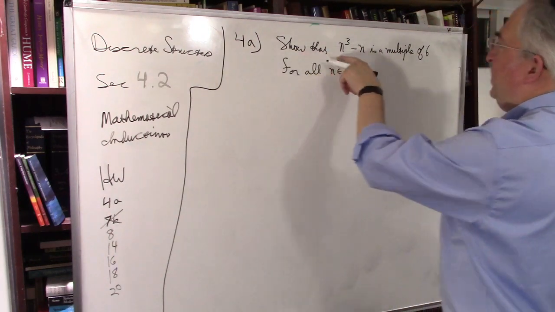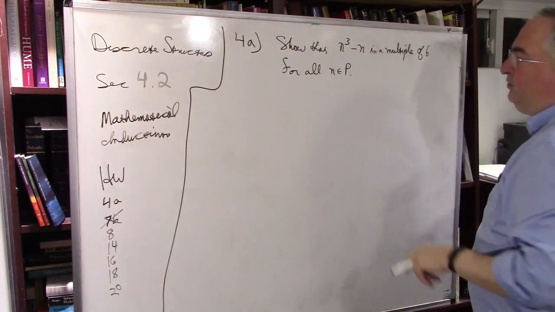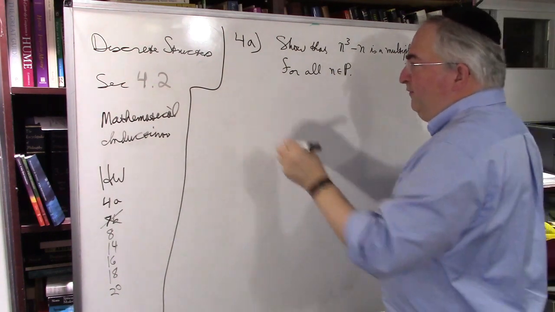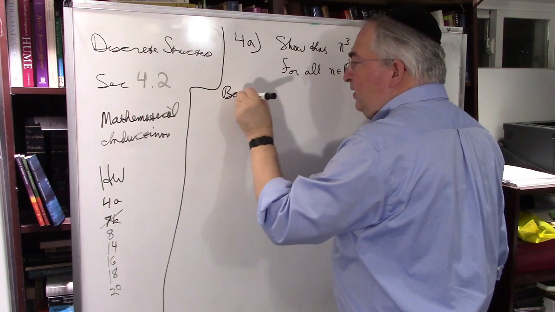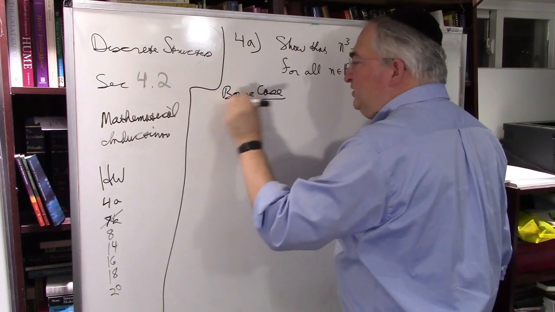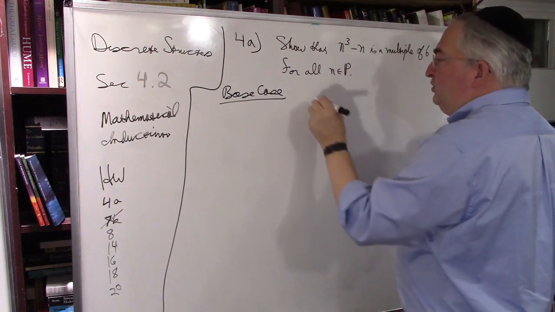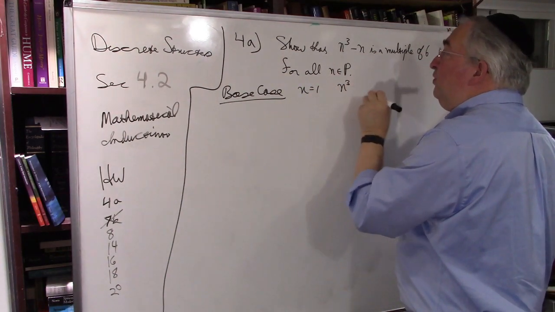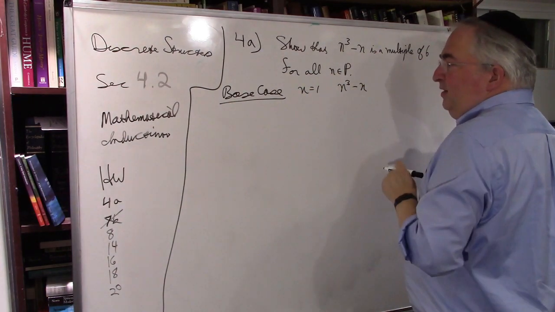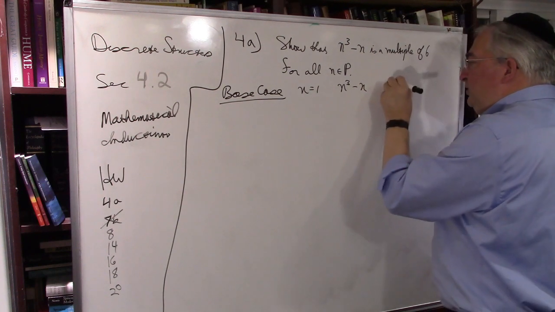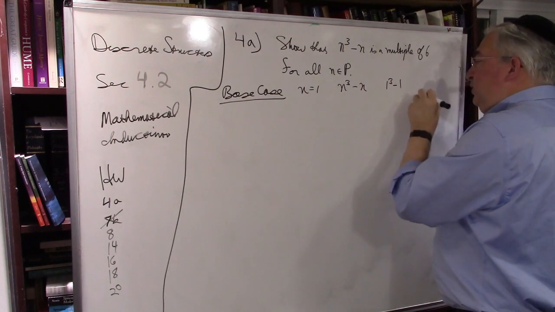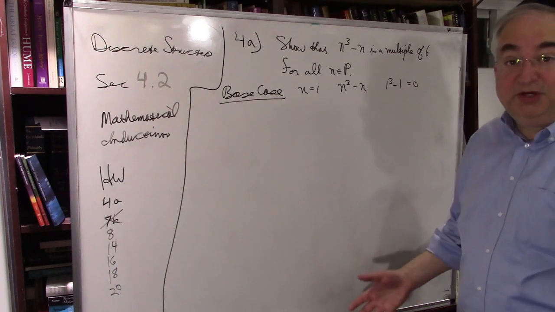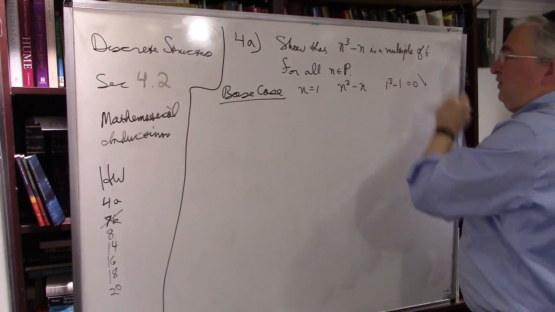4a, show that n to the third minus n is a multiple of 6 for all n a member of P, positive numbers, okay? So first the base case. Again, it's always the same thing. So for the base case, this is when n is equal to 1. So we have n to the third minus n. That's 1 to the third minus 1, which is equal to 0. 0 is a multiple of 6. 6 times 0 is 0. So yes, it works for the base case.